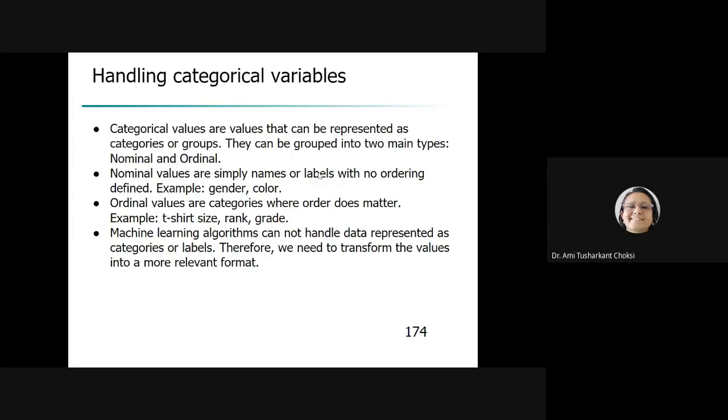You can say, ma'am, we already know this, right? If you forget, just recall that. Fine. So, examples are gender or color. They are names. No ordering is therein. Fine. Ordinal values are categories where order does matter.